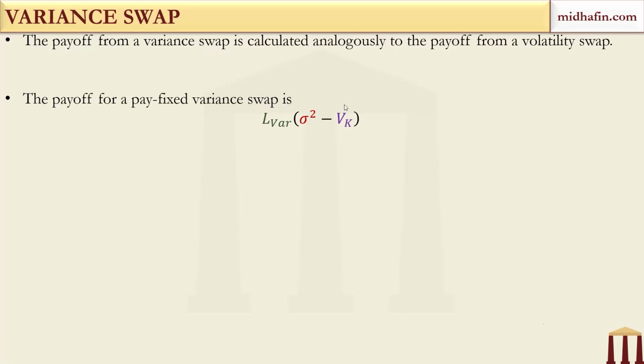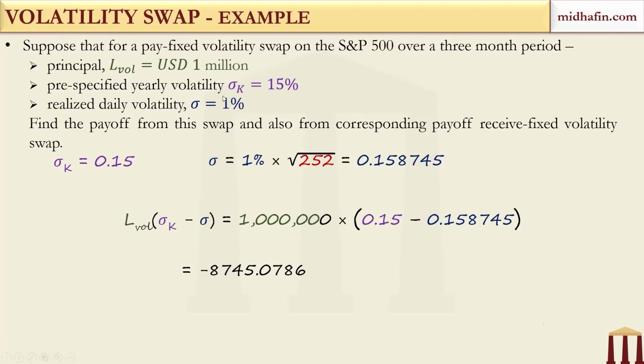It was not a 3-month period. They are actually betting on what the yearly volatility will be at 3 months from now. Once the 3 months pass, it was found that the daily volatility is 1%, so you find what the yearly volatility is.